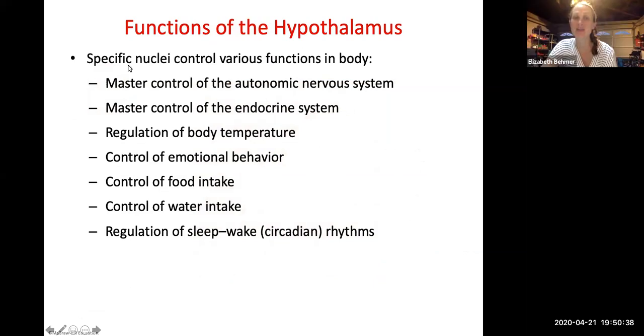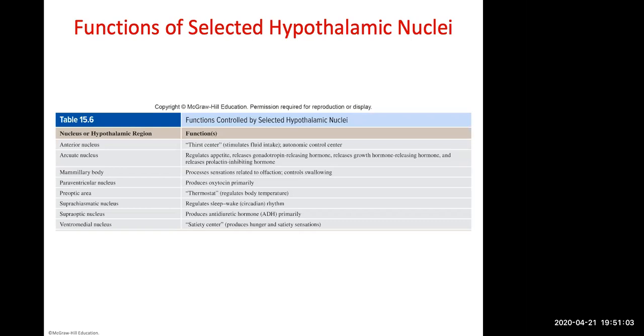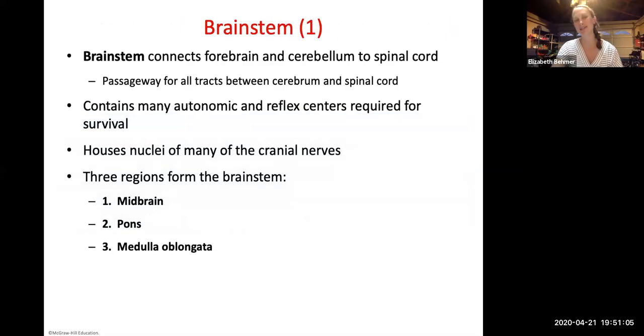Lots of fun. So here are specific nuclei. These are the different functions of your hypothalamus. It controls your autonomic nervous system, endocrine system, which are all of your hormones, regulates body temperature, emotional behavior, food and water intake, and regulates your sleep and wake, circadian rhythm cycles. So that's your hypothalamus. And I don't think I ask you too many questions about your hypothalamus because you will learn a lot about hormones in physiology.